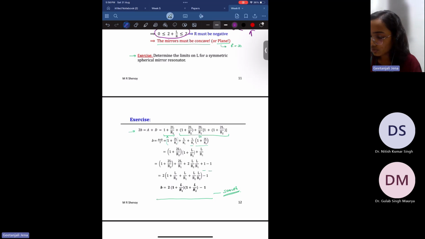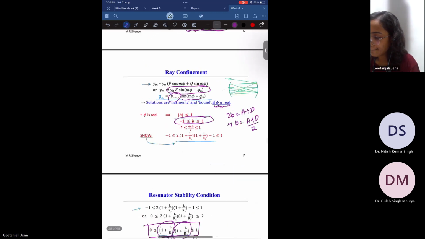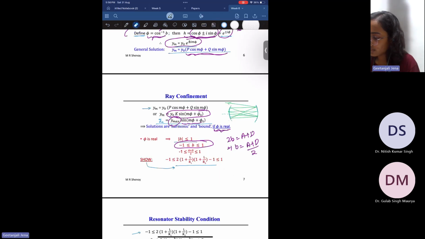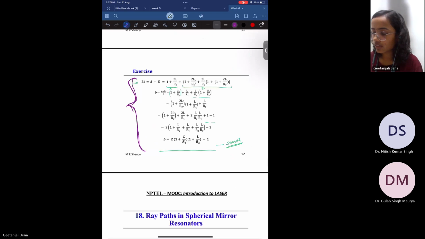Please go through this. I think this is easy to get the relation. This shows how this stability condition is arrived at. So if you see this relation, how you get from here to here is written here. I think this is easy, so I'm skipping this exercise.